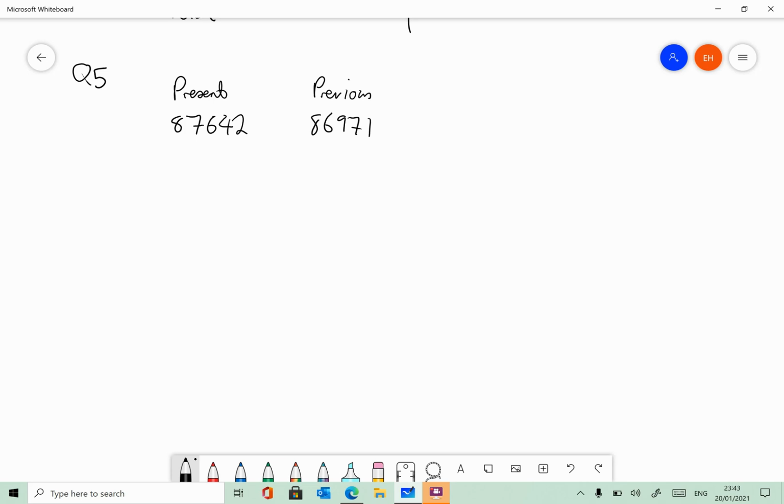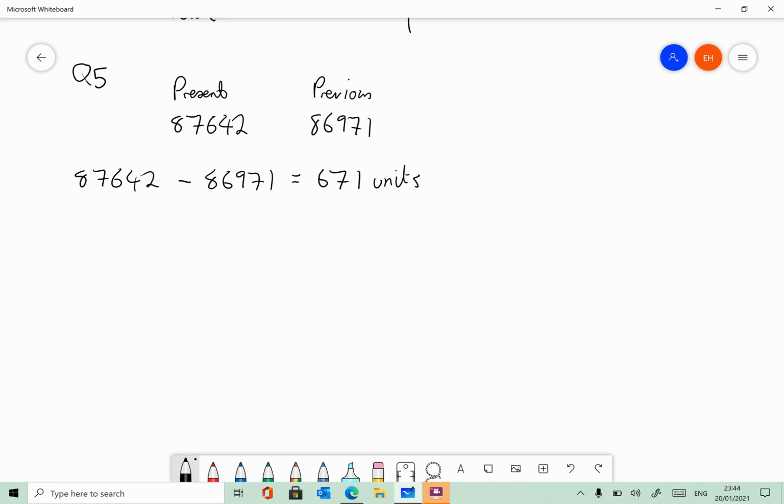And difference, well, difference is an old-fashioned word for takeaway or subtract. So to find the difference between 87642 and 86971, I subtract those two together. So I go into my calculator, 87642 minus 86971, and the answer is 671. 671 units. So since my last meter reading, I have used 671 units.